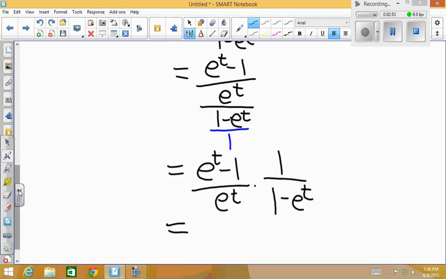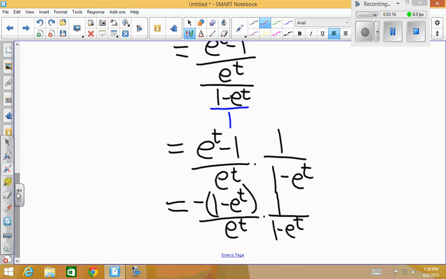We simply factor a negative out of that first numerator. So this becomes negative 1 minus e to the t divided by e to the t times 1 over 1 minus e to the t. We just factored out a negative from the e to the t minus 1. Now we have common factors, 1 minus e to the t.